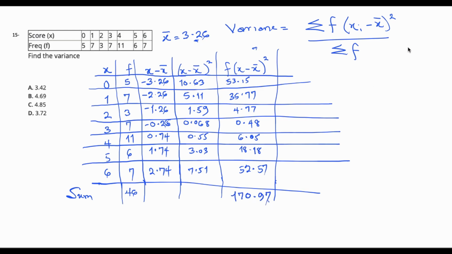170.97. So now we have our numerator here is 170.97. And the summation of our frequency is 46. So our variance is 170.96 divided by 46. And that's equal to 3.72, which is equal to D here.